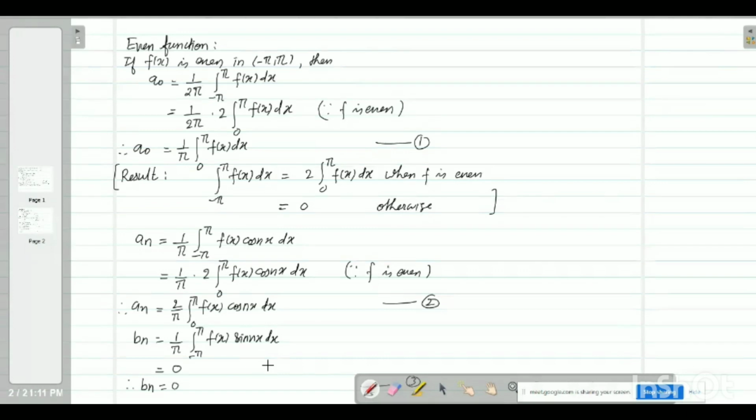ठीक है, शुड आई स्टार्ट प्रॉब्लम बच्चों? हाँ सर, यस सर। चलिए, एग्जाम्पल.